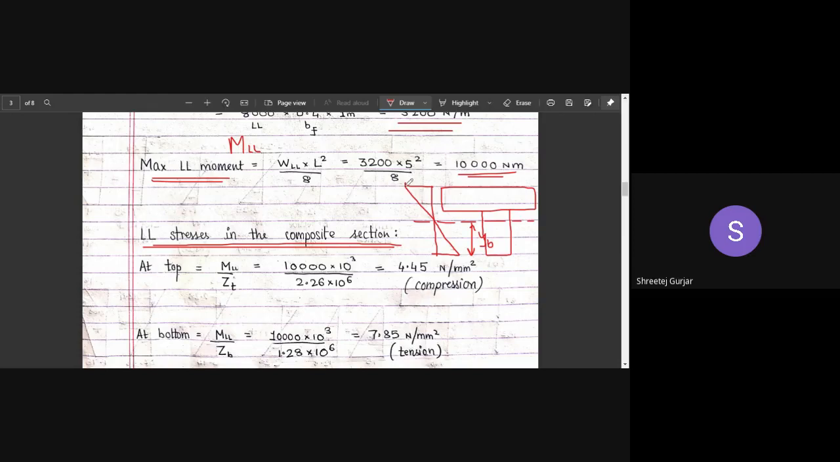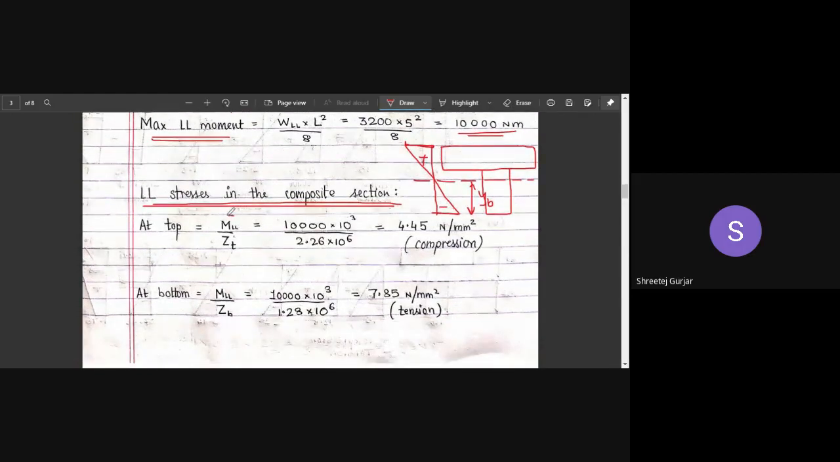Okay, now this particular stress we need to calculate at the top fiber and at the bottom fiber. So it will be plus or minus, the same value at top and at bottom. Okay, so at top it will be M by ZT, right? And at bottom it will be M by ZB. The moment will be the same, but the only change will be ZT here, and ZB here. So this will be plus, right? And this will be minus. Okay, so values will not be the same. Sorry, I told you the values will be the same, but here the values will change because the ZT and ZB values are different. So here we get 4.45 and the bottom will be 7.85. So this is the fourth one.